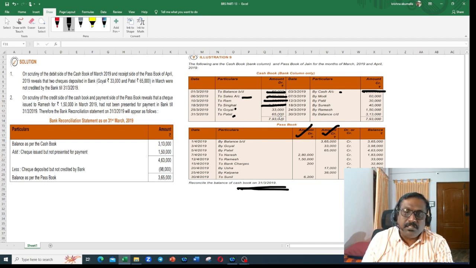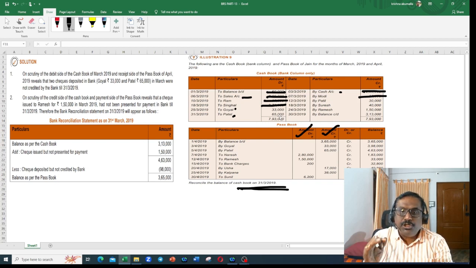That means what? The 60,000 check issued to Modi in the month of March has already been updated or paid to Modi in the month of March itself. Since it is paid to Modi in the month of March itself, there is no difference between cash book and passbook. Hence, this check issued to Modi doesn't have any difference between both the books. Hence, we should not consider that as a part of reconciliation. So I am striking off this as well. Clear?